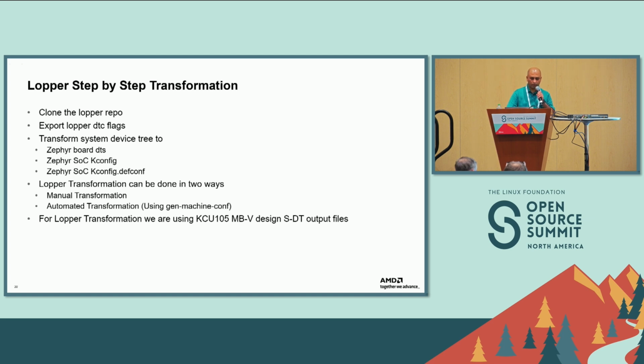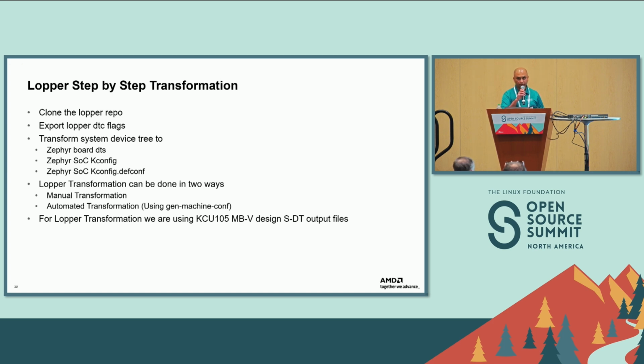And once you export the DTC flags, you transform your device tree to the Zephyr board DTS, a SoC config file, and SoC Kconfig defconfig files. The Lopper transformation can be done in two ways. One is the manual transformation, and the next one is the automated transformation.